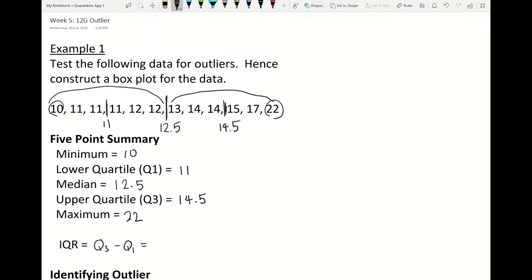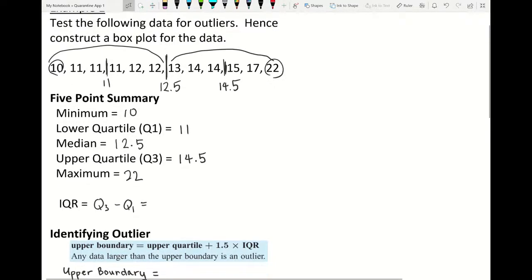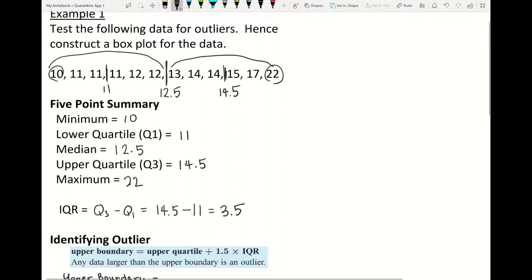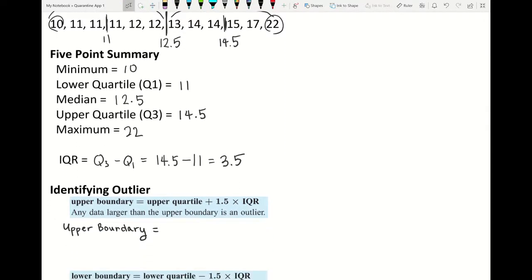Also, we need to find an interquartile range, which is defined as Q3 minus Q1. So what's Q3? 14.5 minus Q1, 11, which is interquartile range is 3.5. Now we have enough ingredients to find upper boundary to identify outlier.